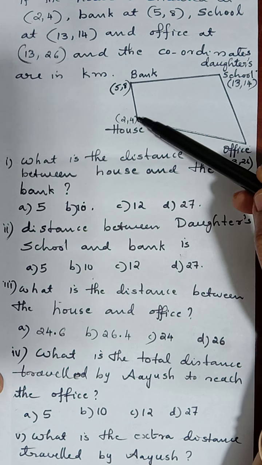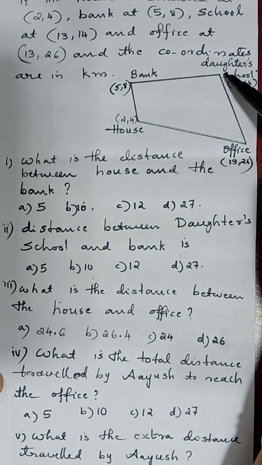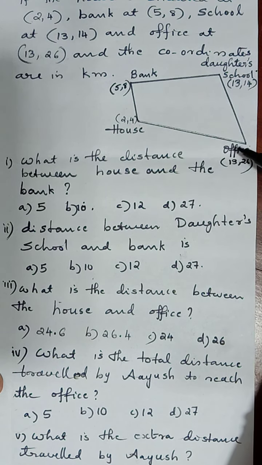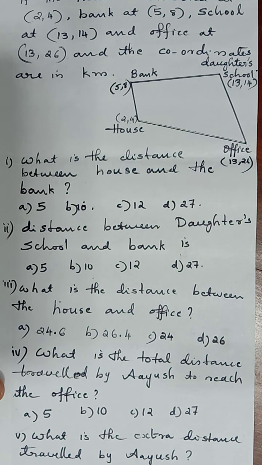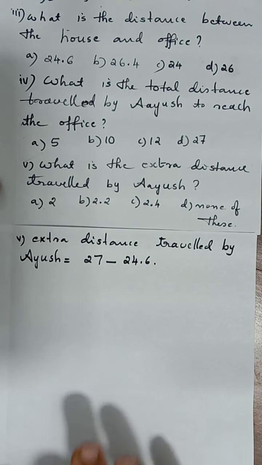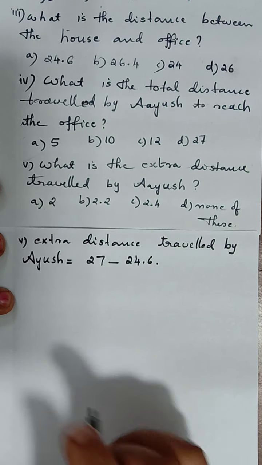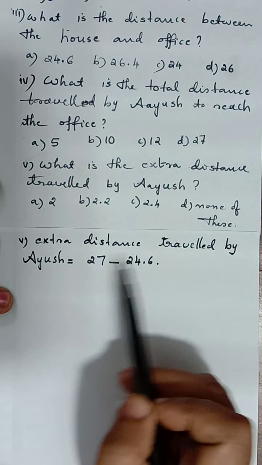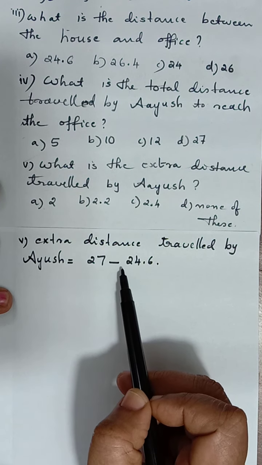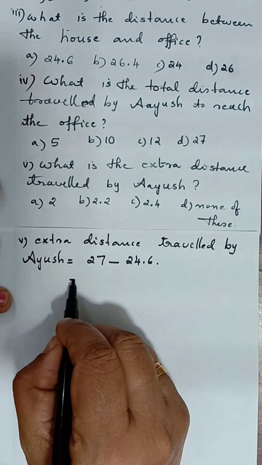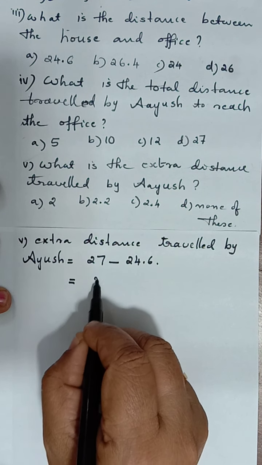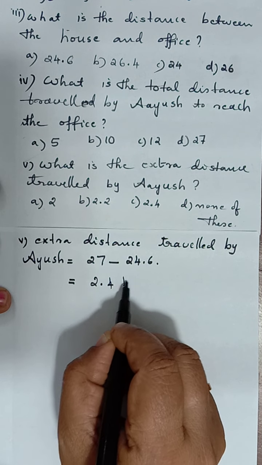So, if he is moving from house to bank, bank to school, then school to office, it is 27. Otherwise, if he is moving from house to office, it is 24.6. That difference we have to find out. That is the correct answer. So that is called the extra distance traveled by Ayush. Extra distance traveled by Ayush is equal to 27 minus 24.6. We will subtract. What do we get? When we subtract, you will be getting 2.4 kilometers.